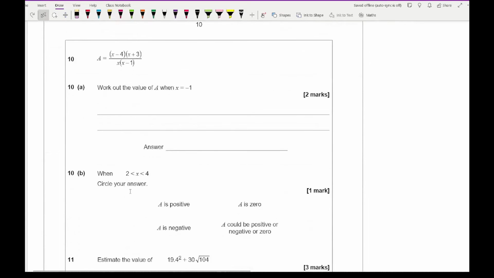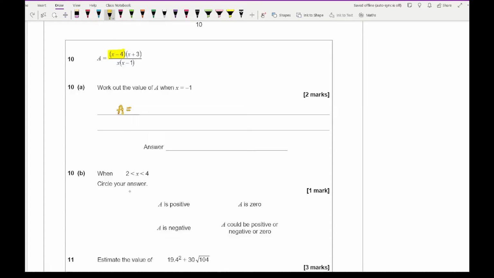Then moving on to question 10, it says work out the value of a when x equals -1. So all I want to do is substitute -1 into this expression. As you can see, I've got 4 particular sections. So looking at this first one, I get a equals.